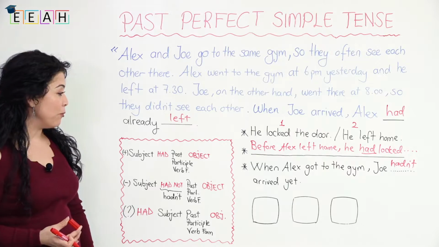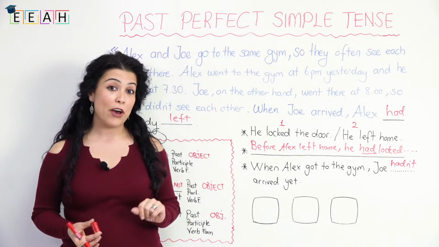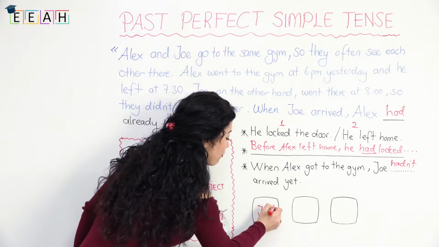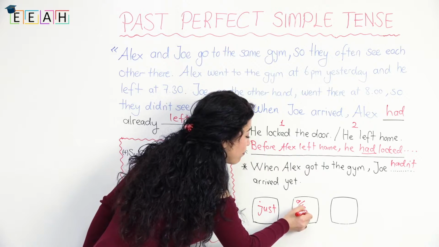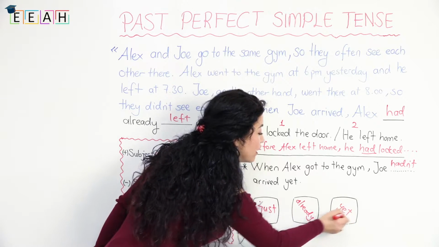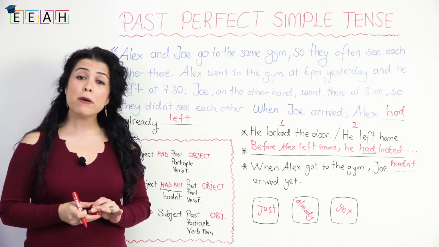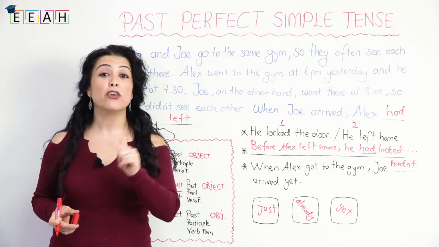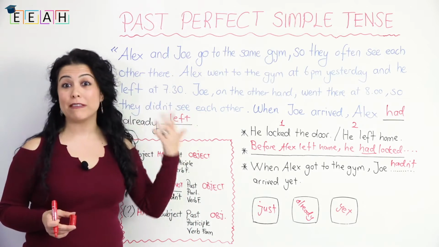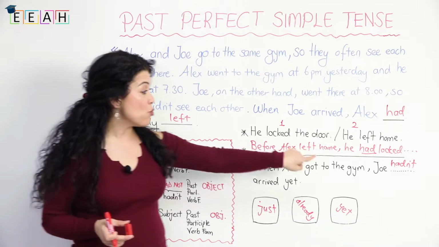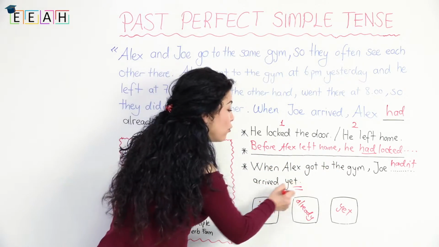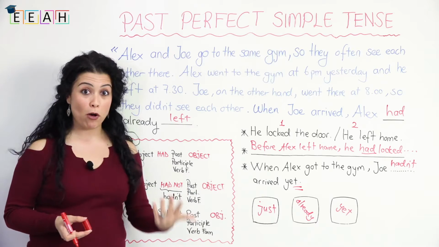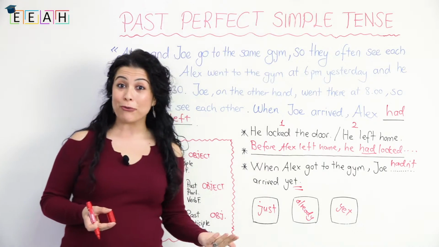Very easy example. Well, one more thing to keep in mind is that you can use words like just, already, and yet with past perfect simple. Remember, we first introduced these three words in present perfect tense, but you can also use them with past perfect simple, as in these examples. Look, Joe hadn't arrived yet. We use yet in negative structures and questions. Don't forget, just with positive and already in positive forms.